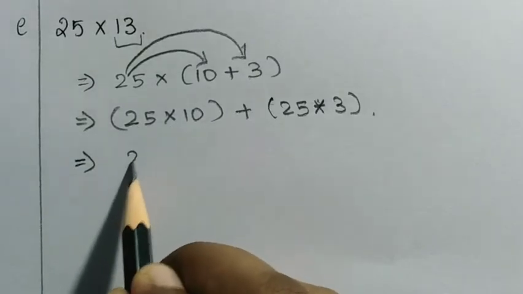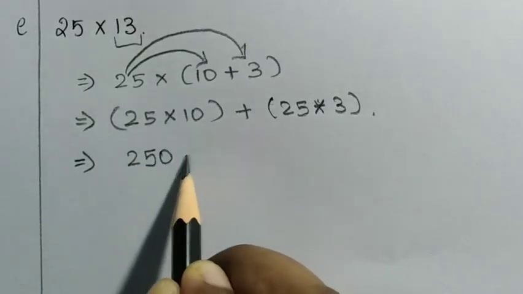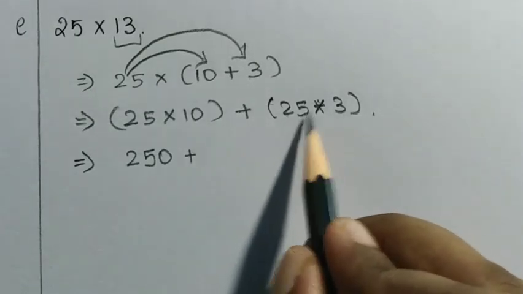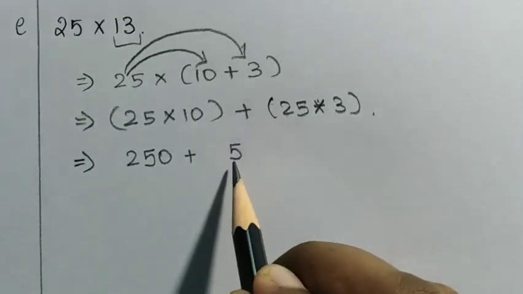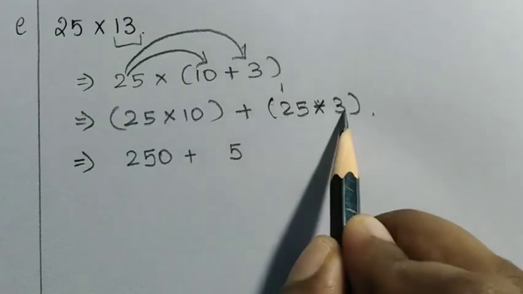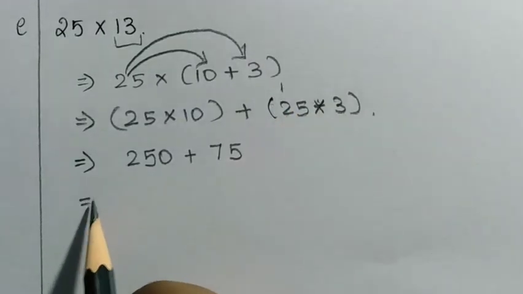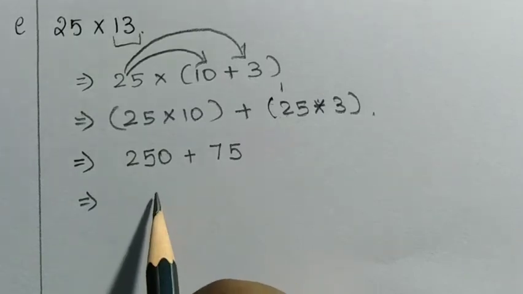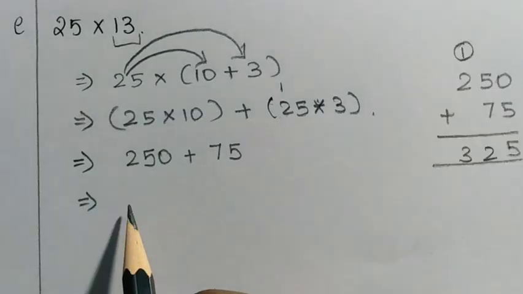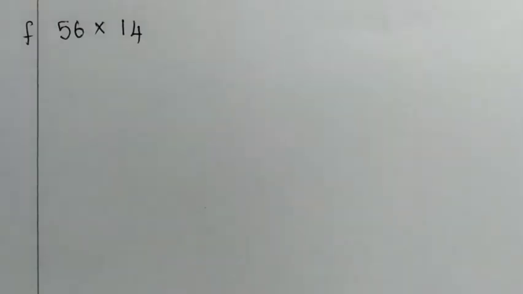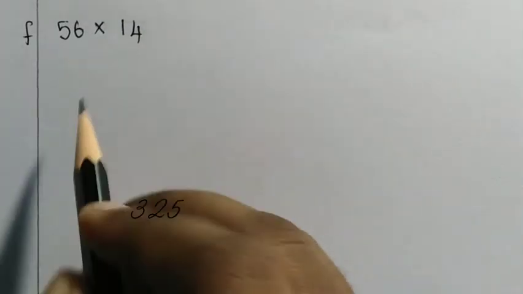Twenty-five tens are 250. 25 threes: 5 threes are 15, 2 threes are 6, 6 plus 1 is 7. So the answer is 325. The next sum is 56 into 14.